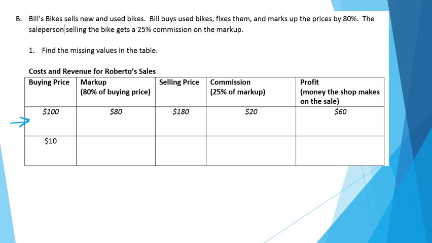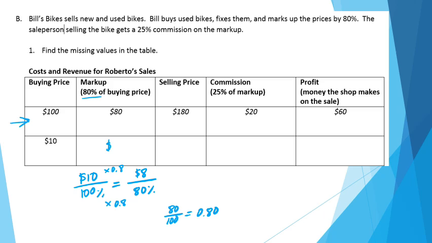So if $10 is the buying price, my markup needs to be 80% of the buying price. So again, if $10 represents 100% of the buying price, I want to think about what 80% of the buying price would be, because that's going to be the markup. So my scale factor here is going to be times 80 hundredths, or times 8/10. Again, I can find that by doing 80 divided by 100 to get 80 hundredths, or I can also think about that as 8/10. So when I multiply 10 times 80 hundredths, or 8/10, I get $8. So there's an $8 markup.